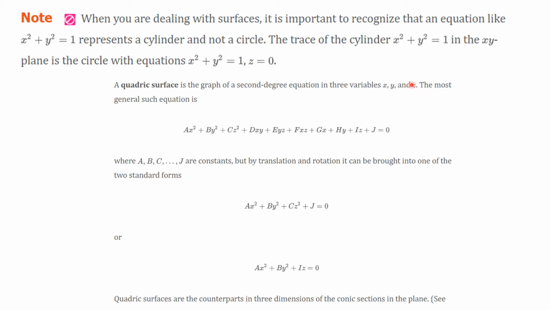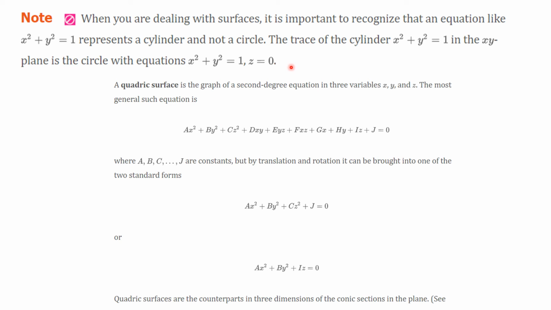Note when you're dealing with surfaces, it's important to recognize that an equation like x squared plus y squared equals 1 represents a cylinder, not a circle. But the trace of x squared plus y squared equals 1 in the xy plane is a circle. But the equation there is going to be x squared plus y squared equals 1 and z equals 0.